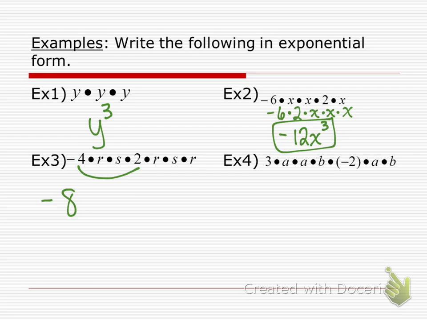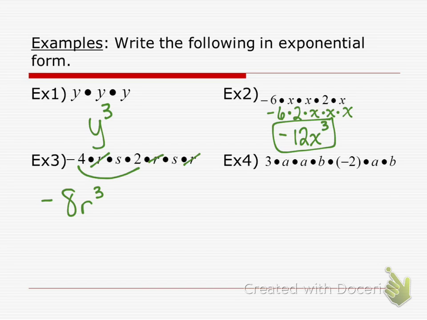On this one, we have 2 different variables, so we should put them in alphabetical order, meaning the first variable we should deal with is R. So you could rearrange this, or you can just go through and count how many R's you have. How many are there? 1, 2, 3. We would write that as R cubed.